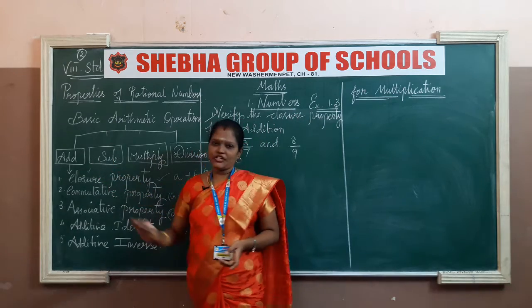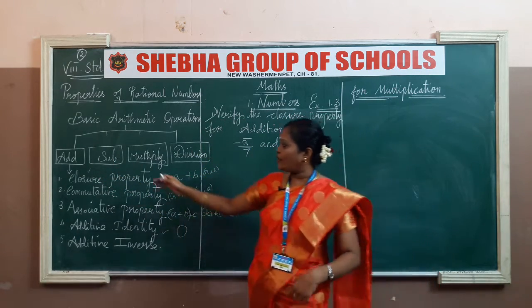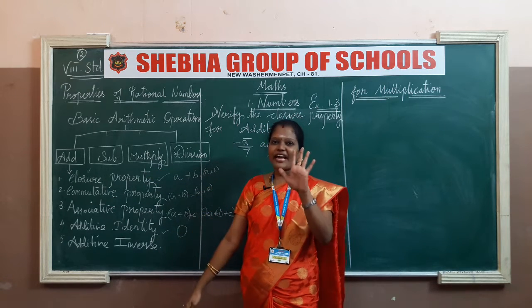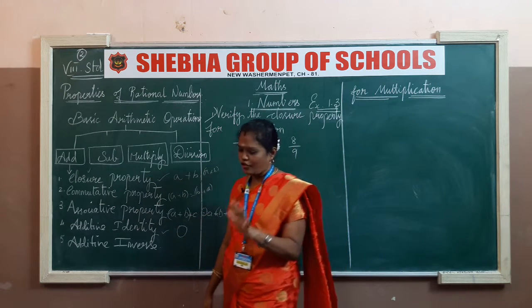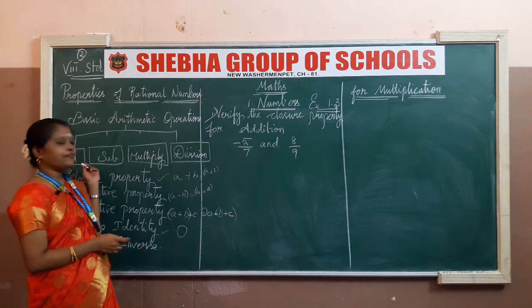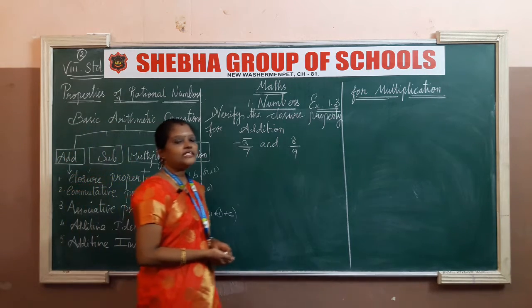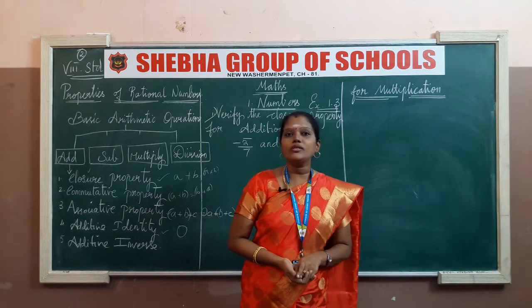First take addition. I am giving the examples of addition. Okay, first we are talking about addition. Here there are 5 major properties. 5 major properties we are going to discuss in our addition topic. Clear children? First one is the closure property. What is our first property? It is the closure property.